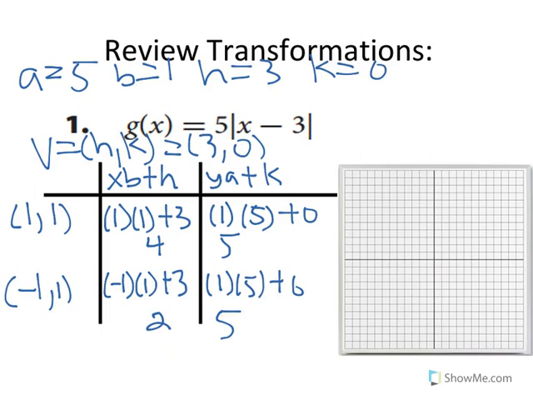Okay, so first the vertex is at (3, 0). So (3, 0) is this point. Right. And then the next point, (4, 5). So 4, 1, 2, 3, 4, 5. So this point. And then (2, 5). So then it's going to be this point here. So then our graph is going to be this.